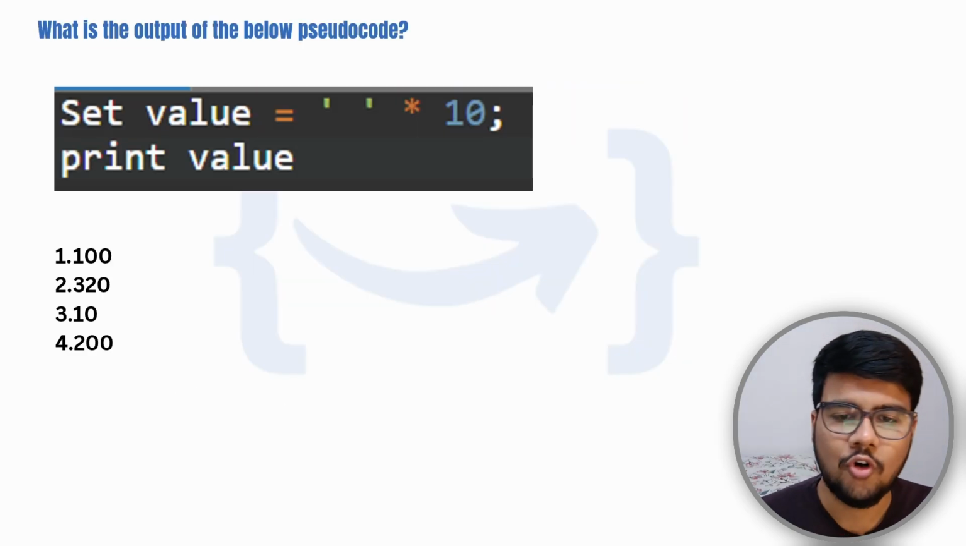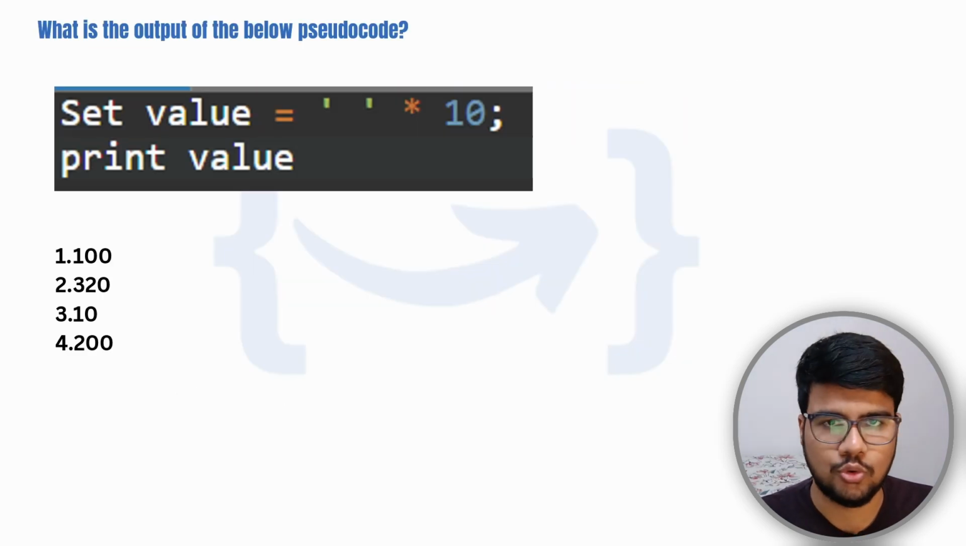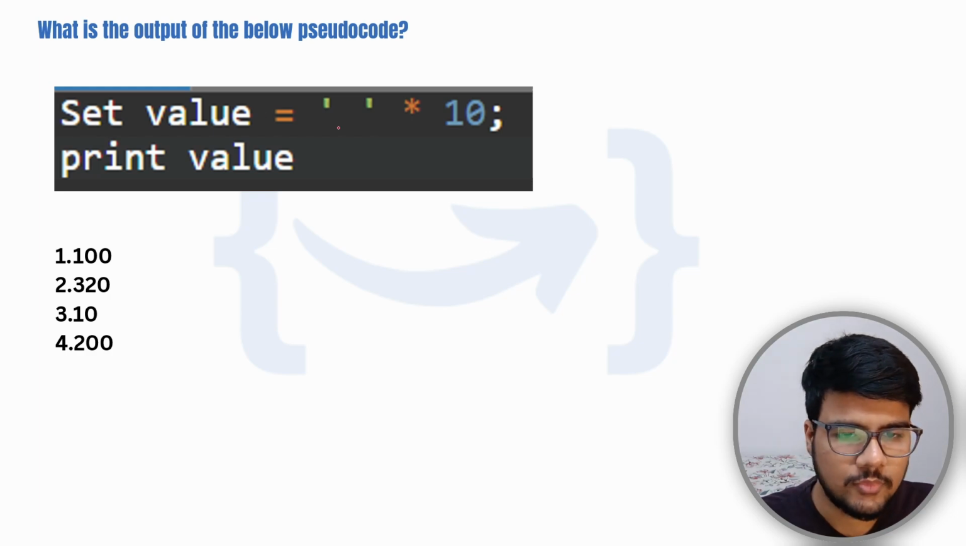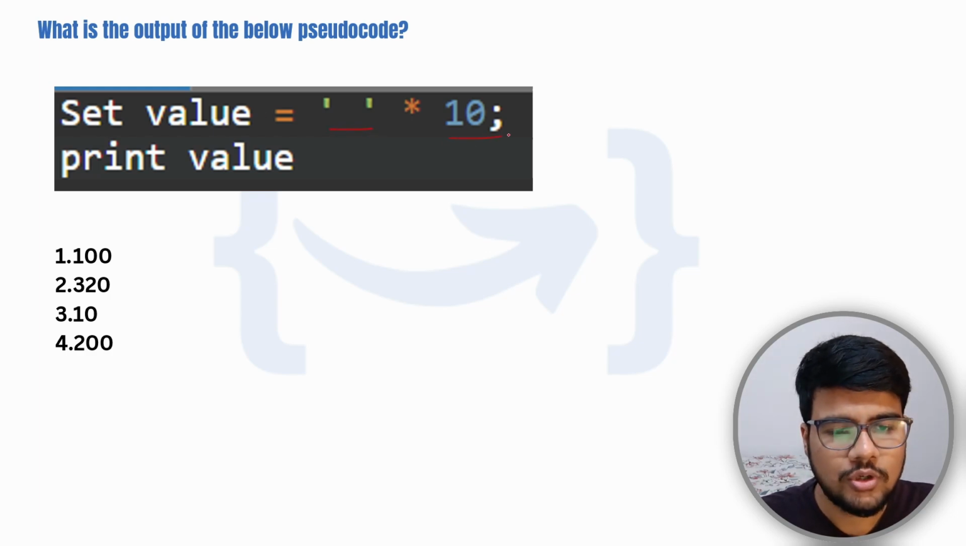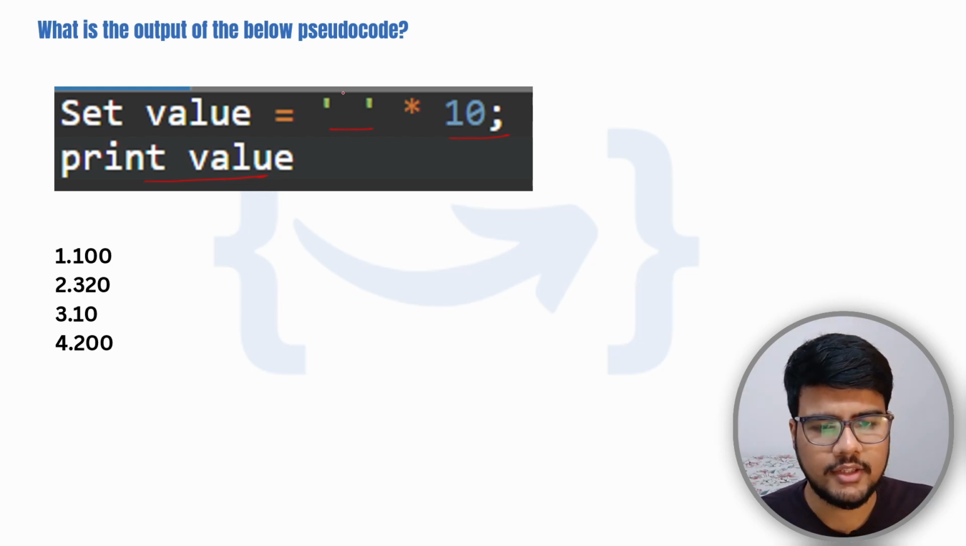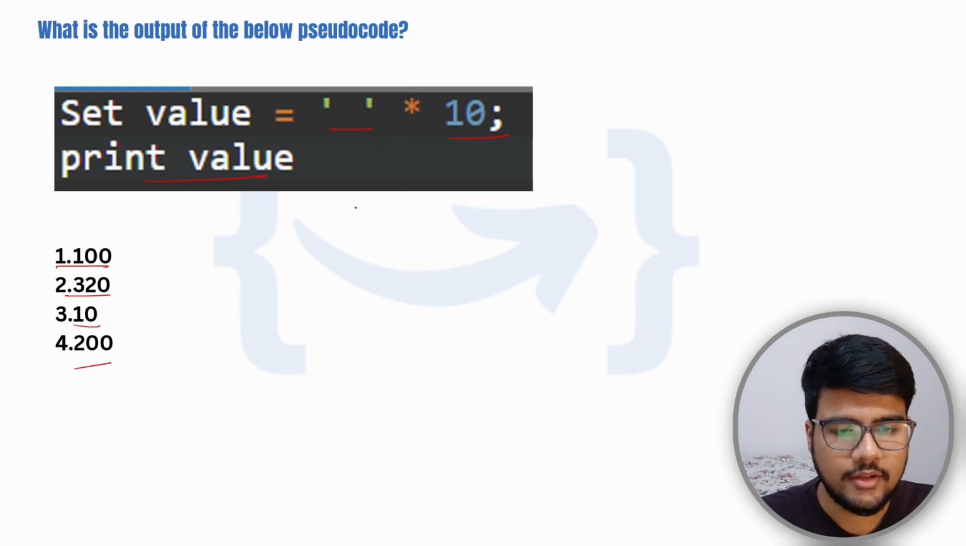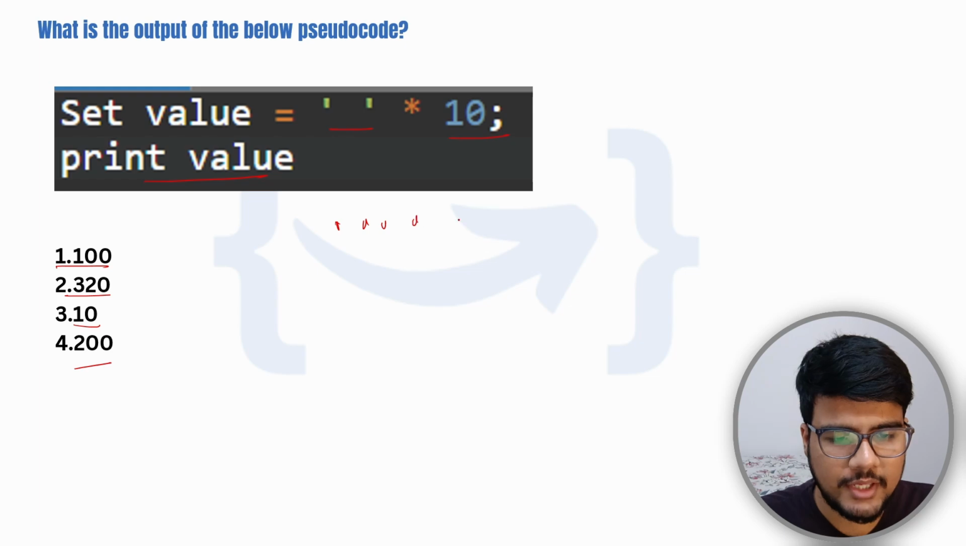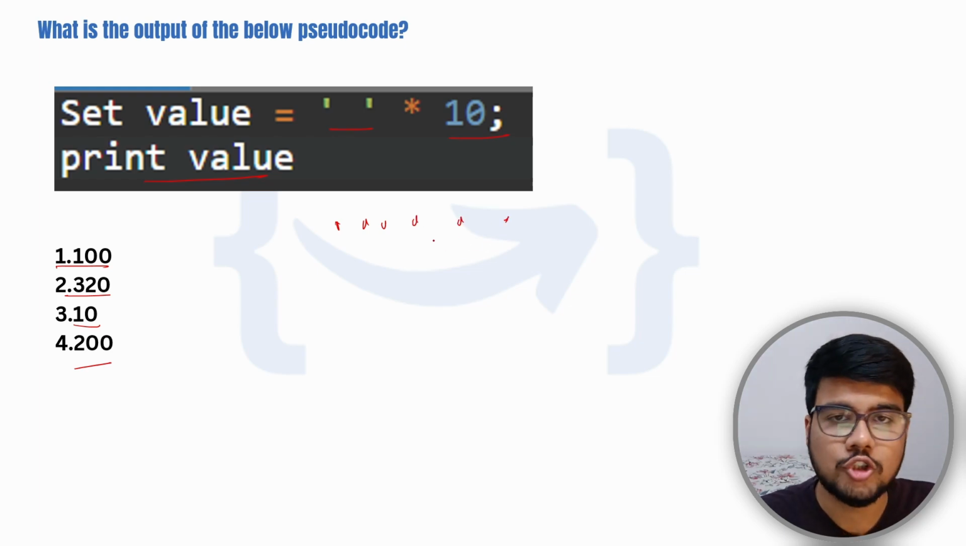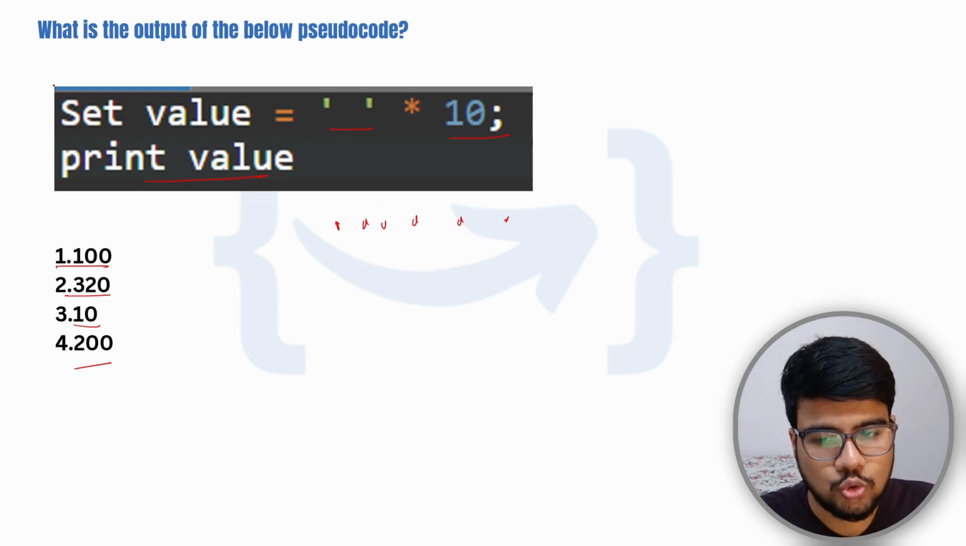So do check this out. Now, what is the output of the below pseudocode? Set value to space into 10. Now print value. If you are from Python, you might think, Aditya, why did they write 100, say 20, 10, 200? Because if you are a Python guy, you will definitely think 10 spaces will be printed. No, it is not a Python language. It is a pseudocode, guys.